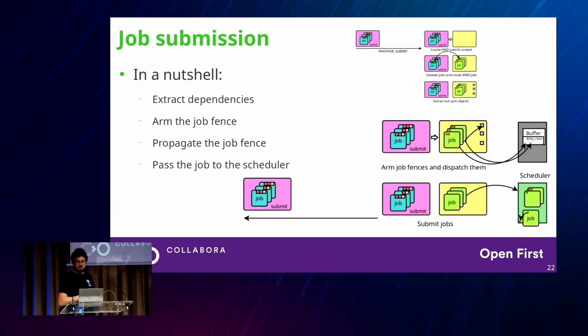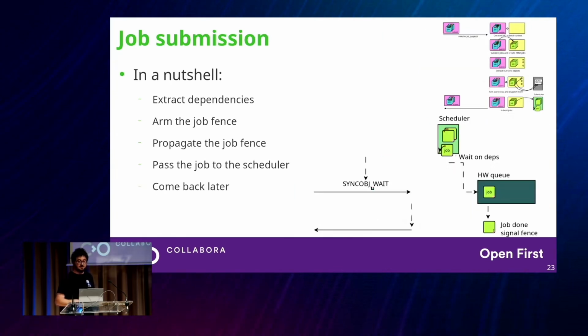And yeah, once you've done that, you basically just push the job to the scheduler, and you're done. You got new fences attached to your sync objects, and at some point later, you're going to call sync object wait and check the state of the fence.